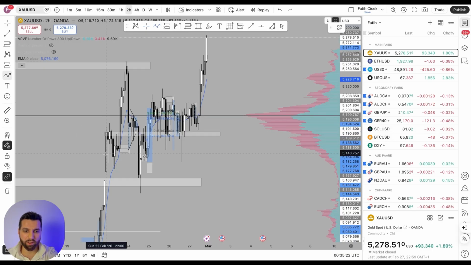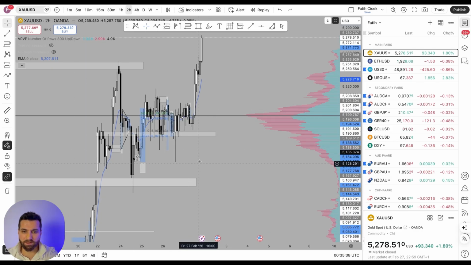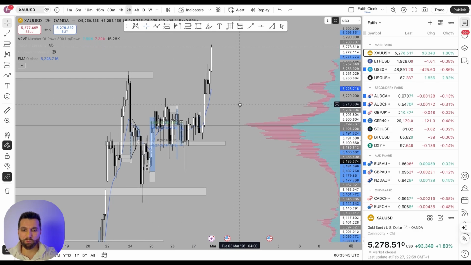Okay, so price tapped into it, reacted, and then broke, and then retested, reacted, broke, retested, reacted, broke. You can see dozens of wicks at this area, which shows me that this is a very strong level from which price might actually reverse or continue its trajectory.